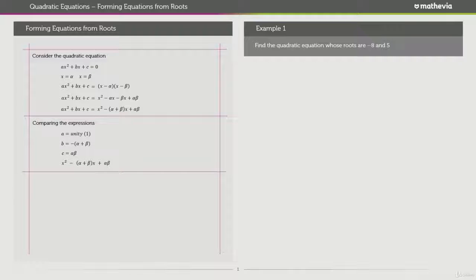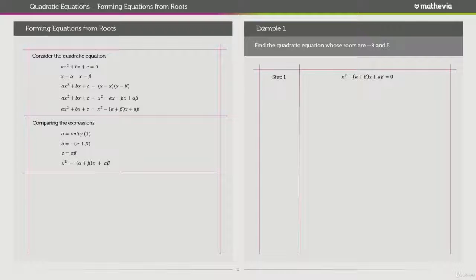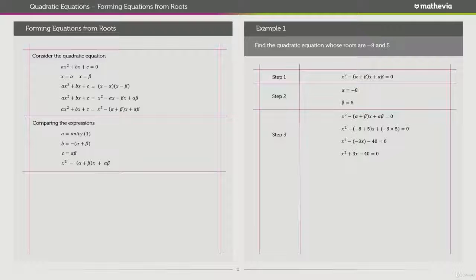All right, so we have: find the quadratic equation whose roots are minus 8 and 5. We have x squared minus (alpha plus beta)x plus alpha beta equals 0. That's our formula, and we're just going to put alpha as minus 8 and beta as 5. We have x squared minus (minus 8 plus 5)x plus (minus 8 times 5) equals 0, and we solve all of that out. Minus 8 plus 5 is minus 3, multiplied by x is minus 3x, so we have x squared minus (minus 3x) minus 40 equals 0, and we end up with x squared plus 3x minus 40 equals 0. And that is your quadratic equation.